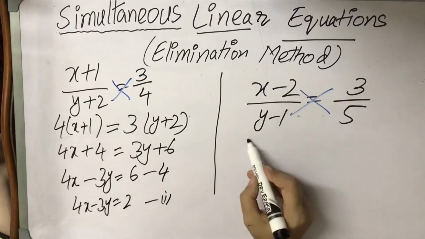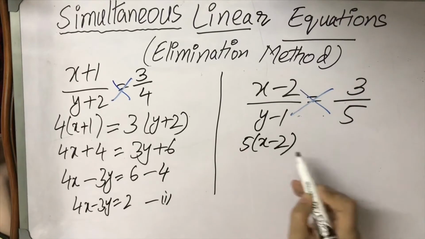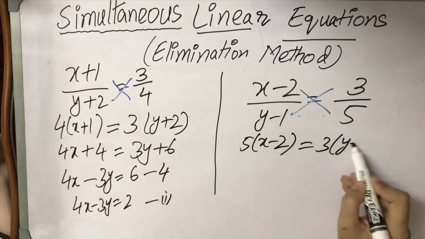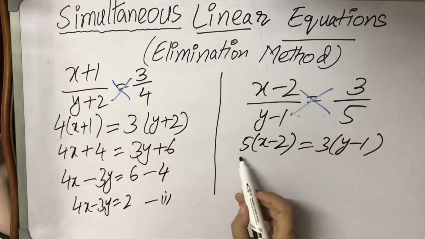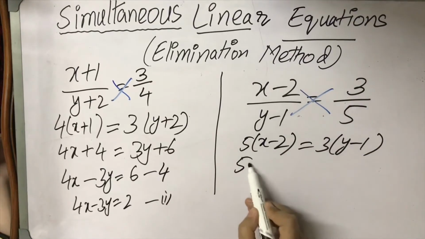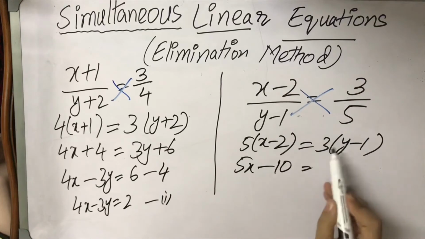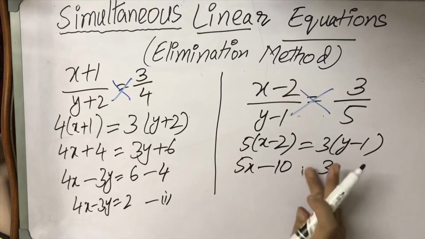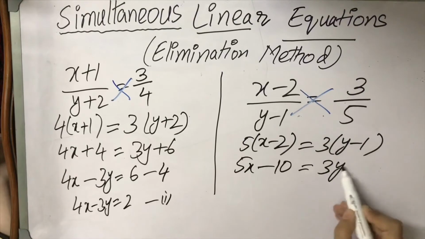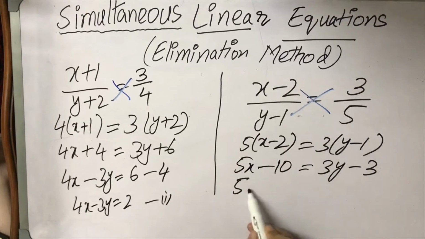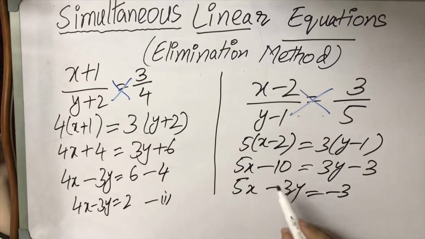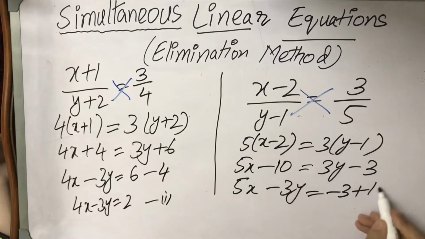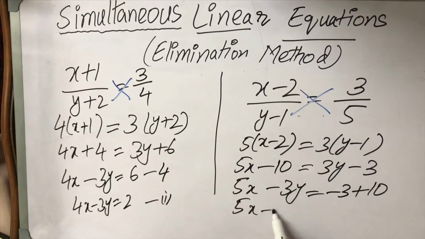Here 5 multiplied by x minus 2, 3 multiplied by y minus 1, denominator with the numerator and this denominator with that numerator. Multiply 5x, 5 2s are 10, 3y minus 3 1s are 3. 5x as it is, 3y will come to this side, will become negative, minus 3 as it is, minus 10 will go to the other side, will become positive. 5x minus 3y equals to 7. This is the second equation.